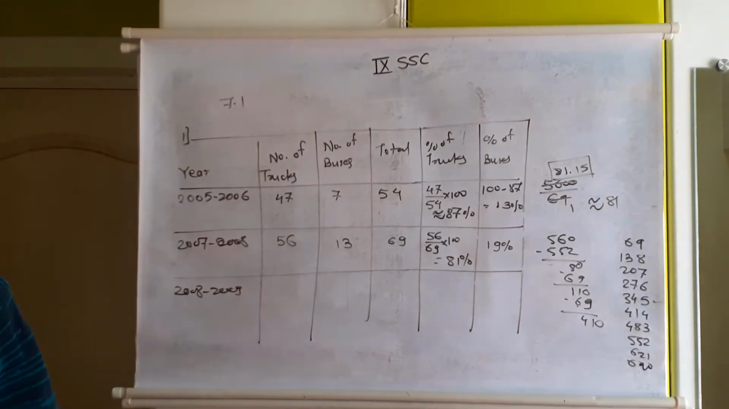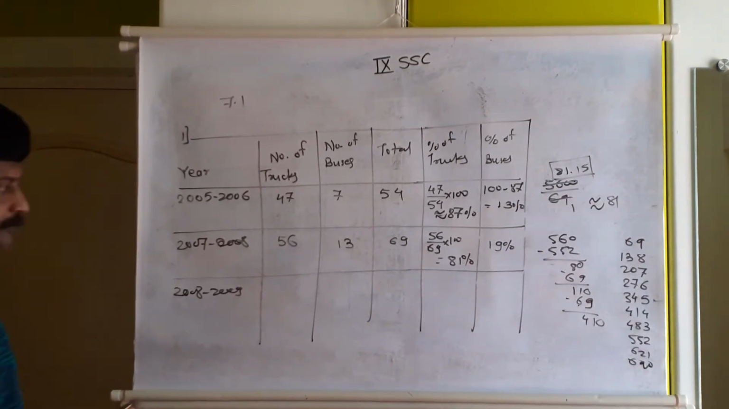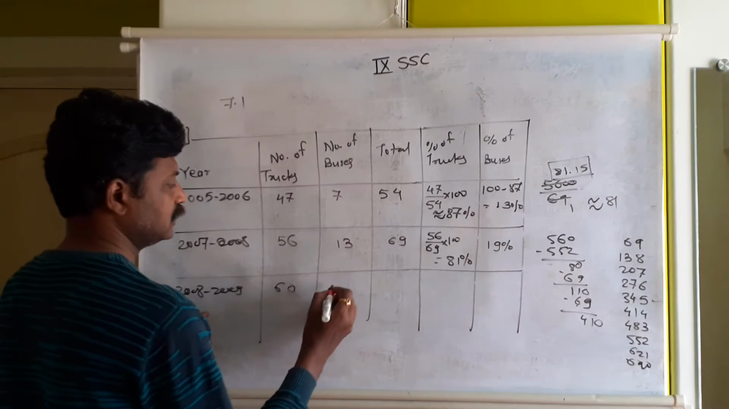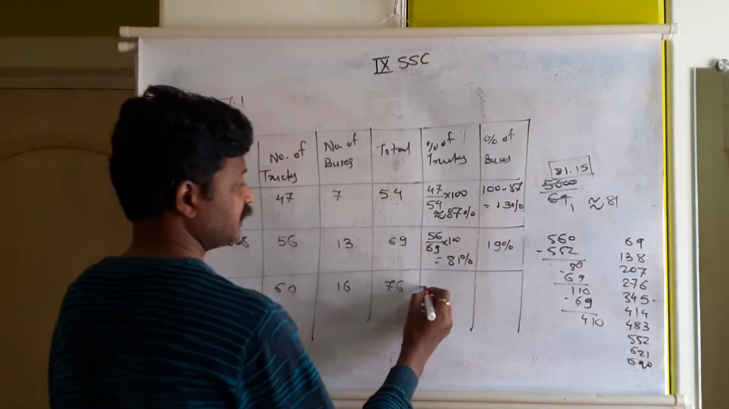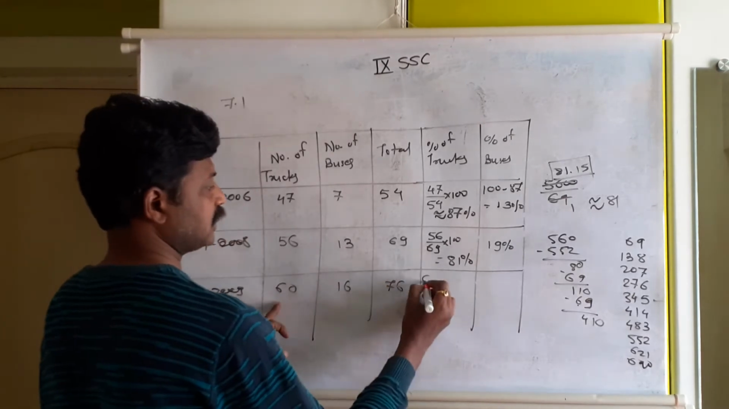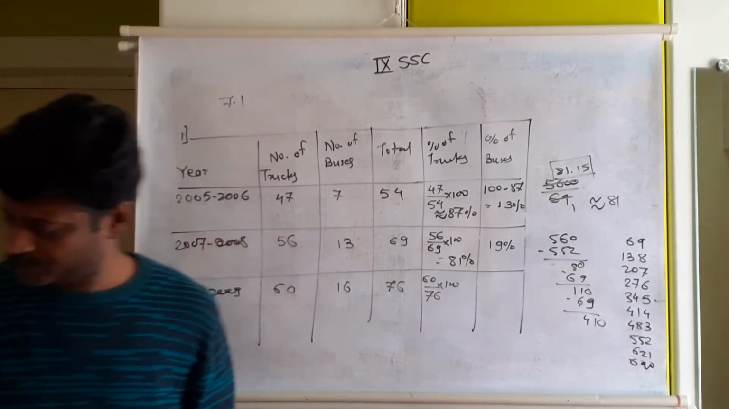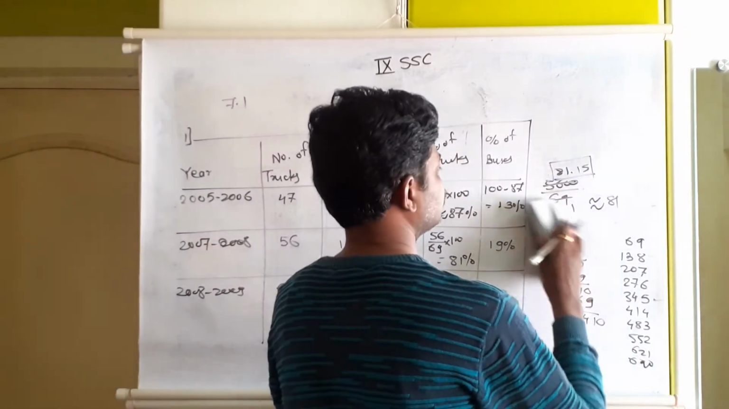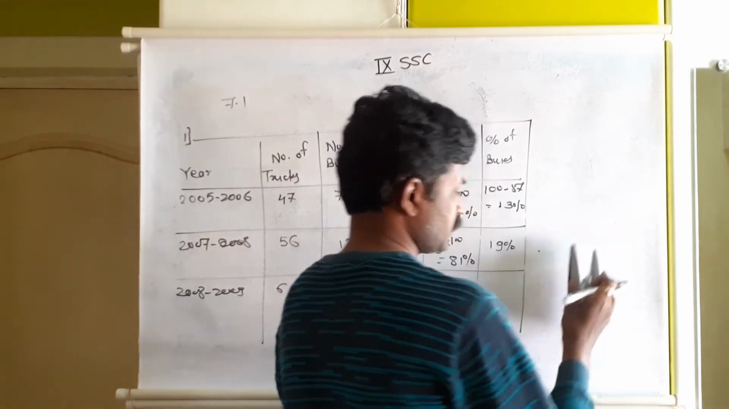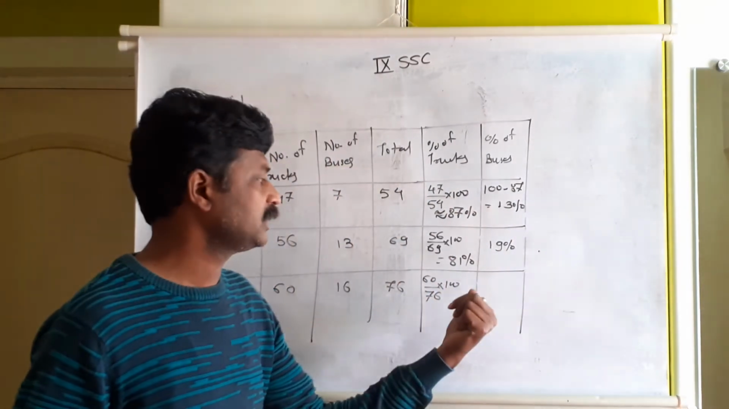2008-2009. For this year, the given information is 60 and 16: 60 trucks, 16 buses, totally 76. When 76 are the vehicles and 60 are the trucks, then out of 100, how much? Calculation part: 60 into 100 divided by 76. Or you can divide 60 by 76, and whatever answer comes, multiply it by 100.